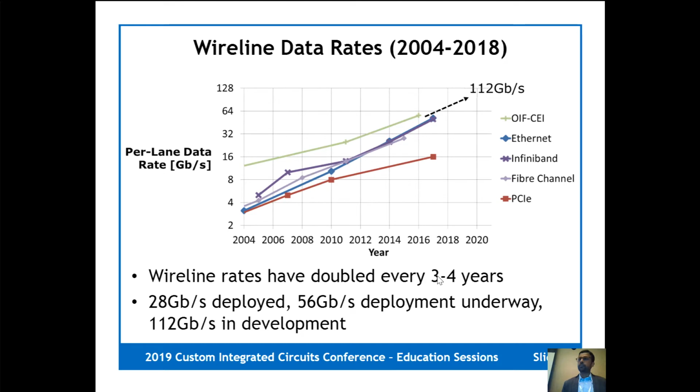So 28 gigabits per second solutions have obviously been deployed. A lot of 56 gig solutions are being deployed. Currently, we saw quite a few 56 gig SerDes papers in 7 nanometer at IEEE a couple of years back. There were quite a few demos of 112 gig SerDes at OFC, the Optical Fiber Communications Conference last month. So there's a lot of interesting work, and like I mentioned, people are looking beyond this also actively.